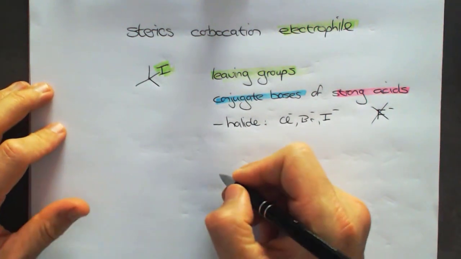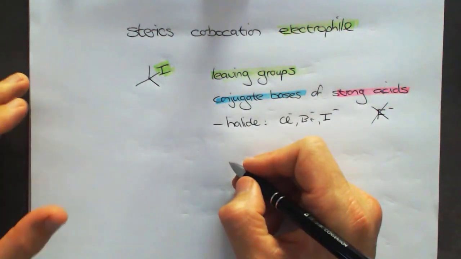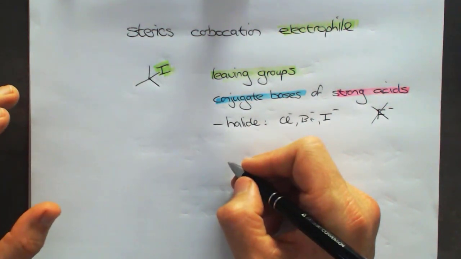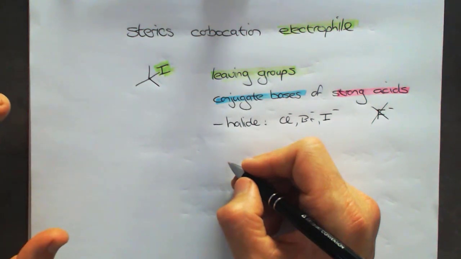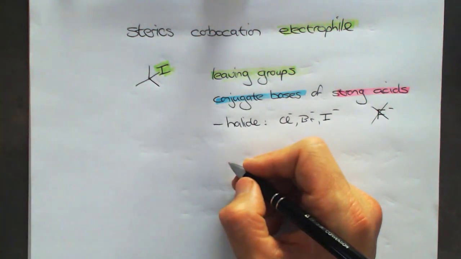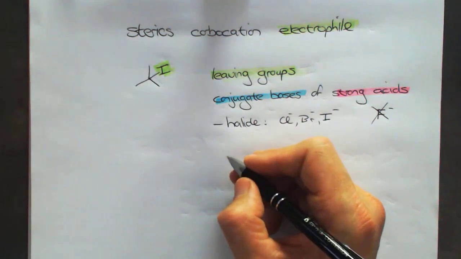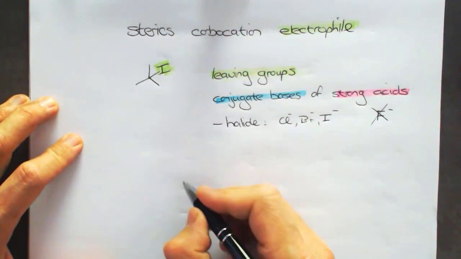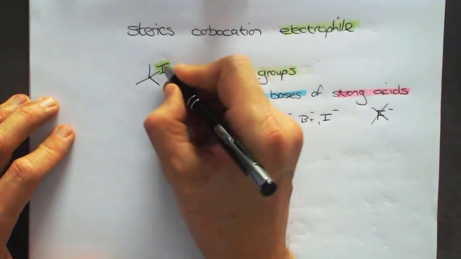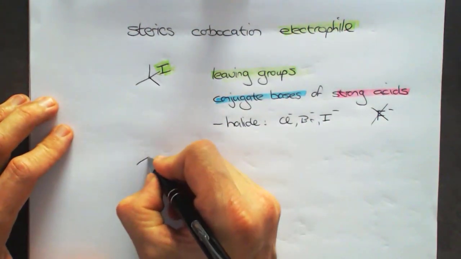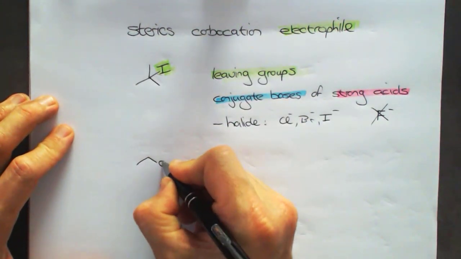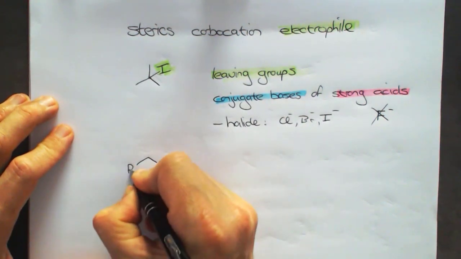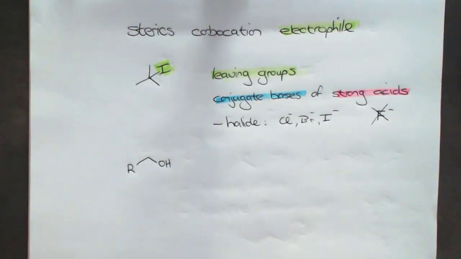What we need to look at, though, is that there are some other leaving groups that we can have, and to introduce this, I actually want to look at a particular problem in terms of leaving groups. It's all very well having an iodine there, but the question is, how do we get an iodine there? Say, for instance, and this is one of the most typical problems that we would have: what happens when we've got an alcohol like that?